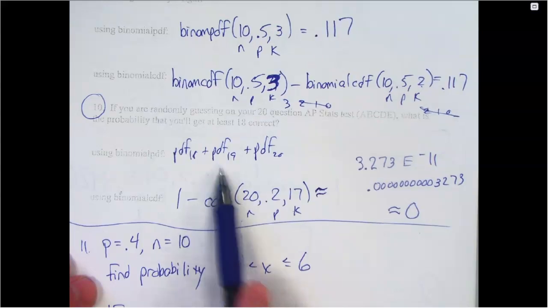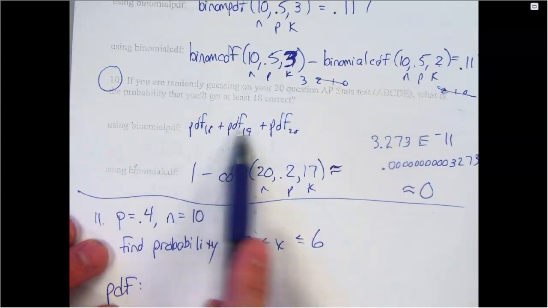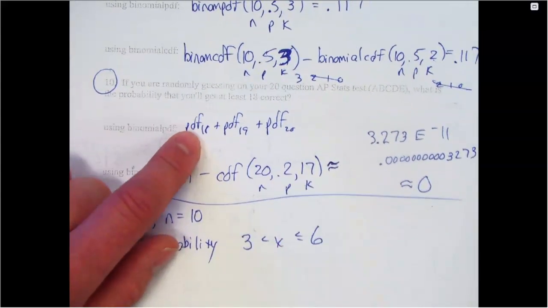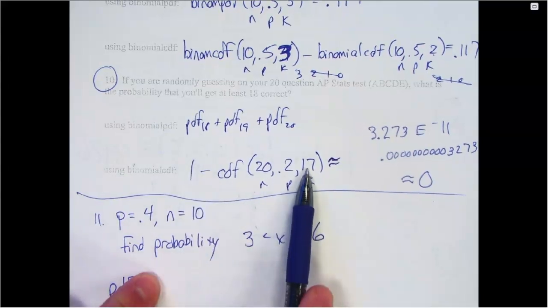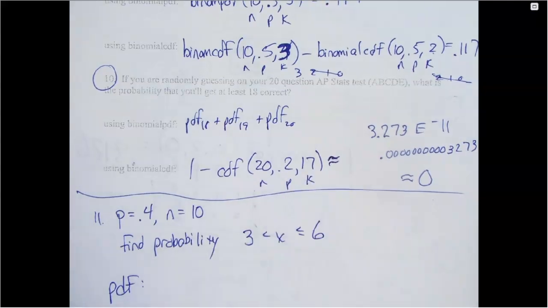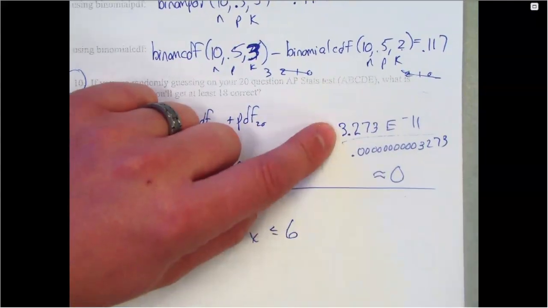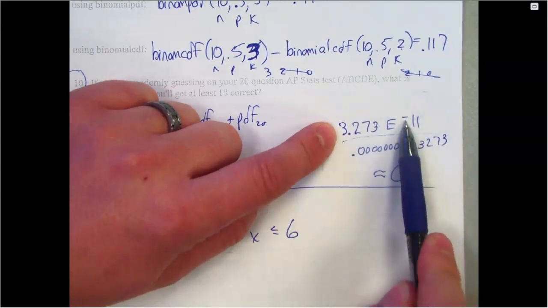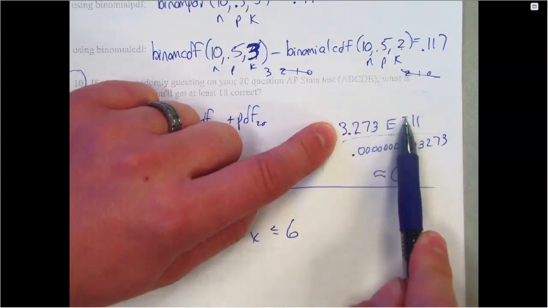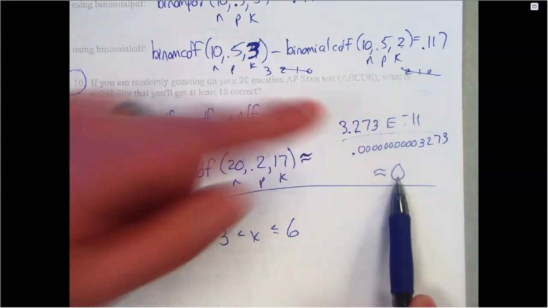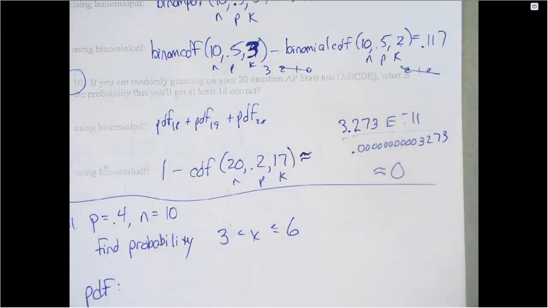And then the second one, you can do PDF of 18, 19, 20. I got really lazy with my notation there. Or you can subtract out 17 and less. Get rid of 17 and less, all that's left is 18, 19, and 20. And you get this, which just to remind you what that means is you're moving the decimal 11 spots to the left, and that's negative. That's so small, you can just say approximately zero.